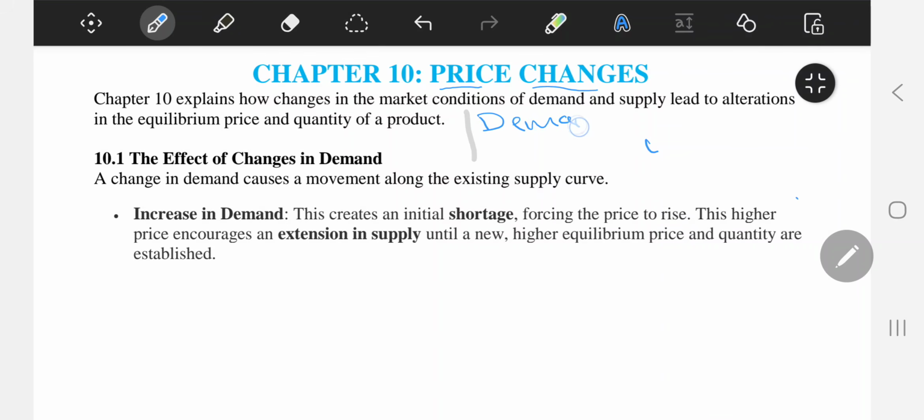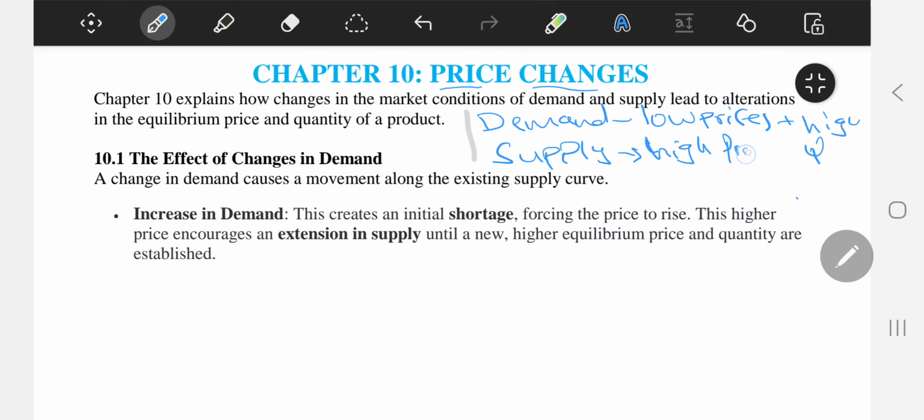And just a quick reminder, demand is the ability and willingness of consumers to buy. And I just want to say that consumers want low prices, and they want high quality. And we also talked about supply, and we noticed that suppliers are happy when prices are high.